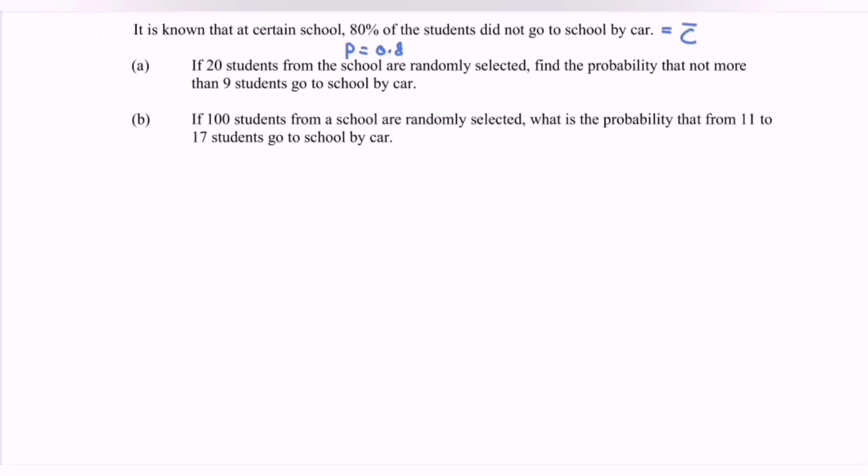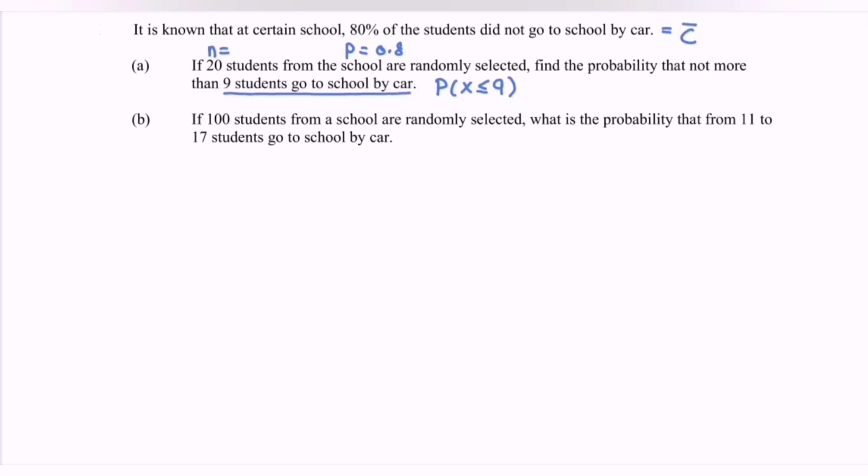Continue, refer to question A. If 20, so here we have n, students from the school are randomly selected, find the probability that not more than 9. So in here we have the situation, the probability that x is less than or equal to 9. For this case, if we represent the situation as x in blue color, in here, did not go to school by car. So for this case, the student goes to school by car.